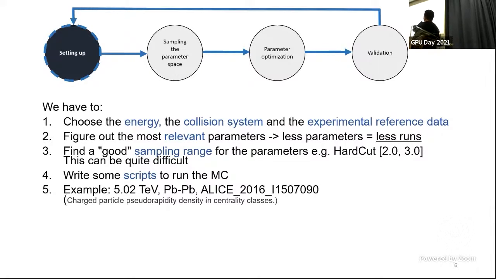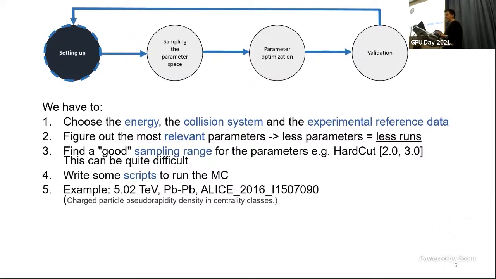Yeah. So after that, we're going to write some scripts to run the Monte Carlo event generators, and we're going to do an example at 5 teraelectronvolts with lead collisions and with this Rivet analysis, which is going to be the charged particle pseudorapidity density and centrality classes. And we're going to do a little bit of tuning ourselves.